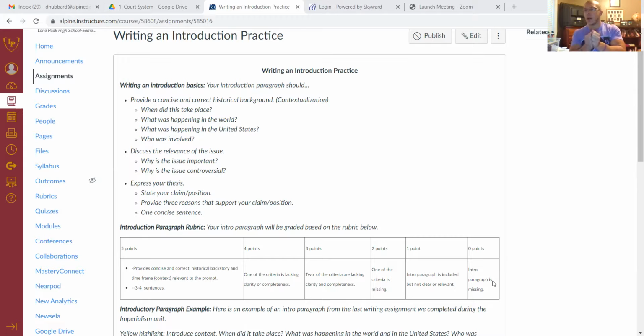Next, you're going to tell me why this issue is important or discuss the relevance of the issue. So, 2 or 3 sentences providing some background information or context, answering that when, what, and who. Another sentence, maybe 2 sentences, telling me why it's important, and then you finish off your introduction with your thesis statement. And remember, the thesis statement, make it a statement. 1 sentence. Restate the prompt. Give me your answer, and in this case, give me 2 reasons.